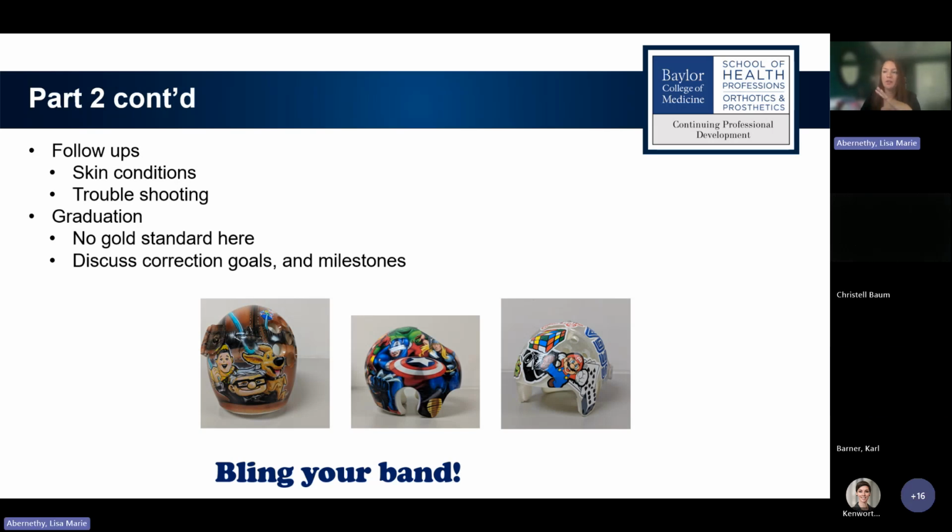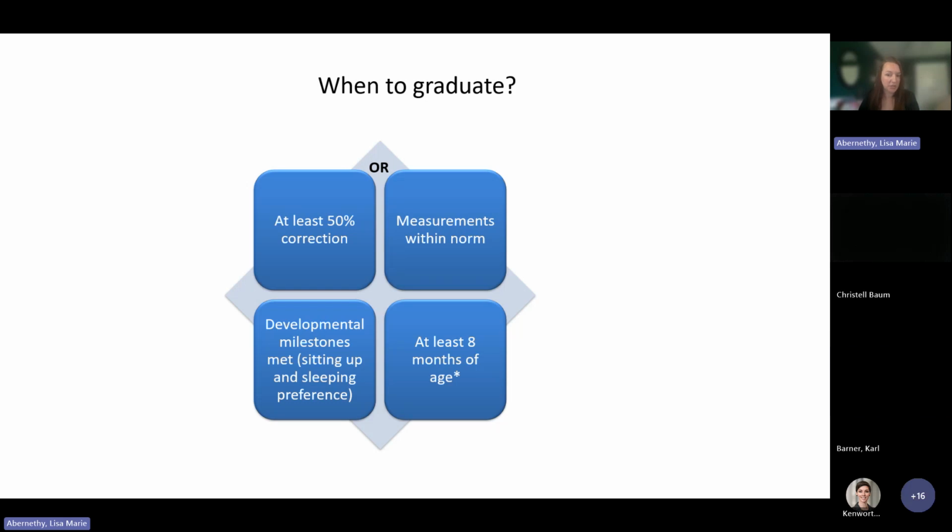For graduation, this is where it gets a little bit interesting because there's not really a gold standard. There's not a published clinical practice guideline, at least not that I'm aware of, on when it's appropriate to complete helmet treatment. As far as I'm aware, most places have the orthotist make this decision now. So I thought it would be interesting to show you guys what I teach the student and see if it differs a little bit. But what I go over is usually my goal was at least 50% correction. So if they achieve that, that's one of the things we look for, or if the measurements are within norm.